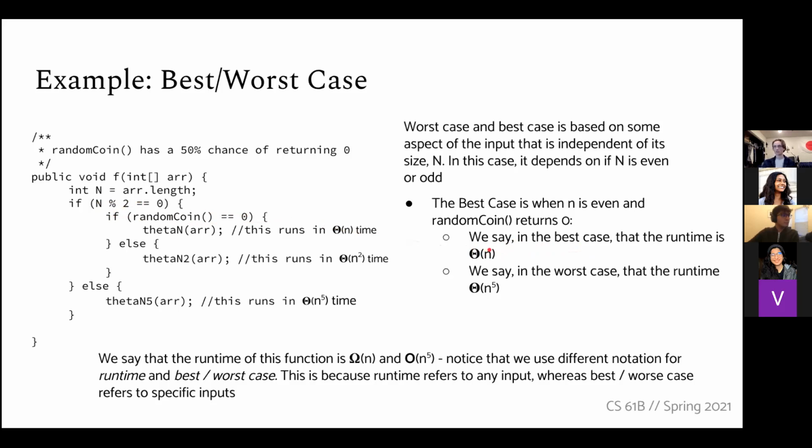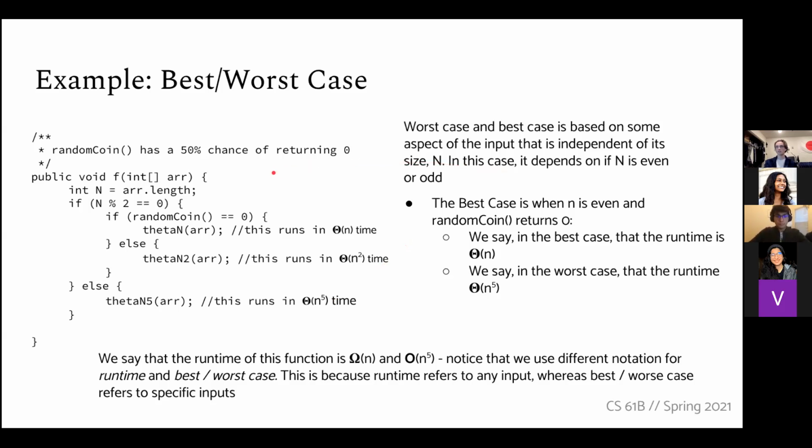The worst case we saw is going to be not going into this if statement. So n being odd and going into this else. And in this case, we do theta of n to the 5 work. So for worst case, we describe our program with big theta of n to the 5.